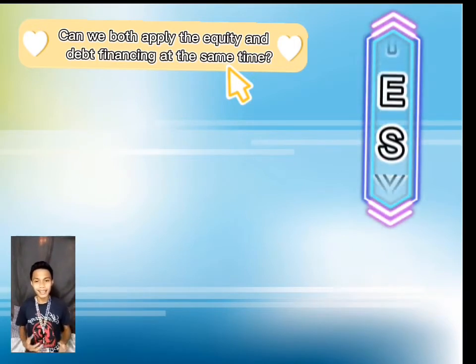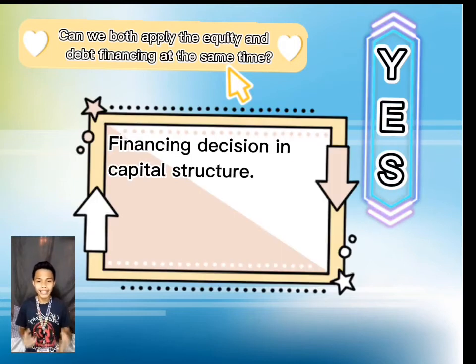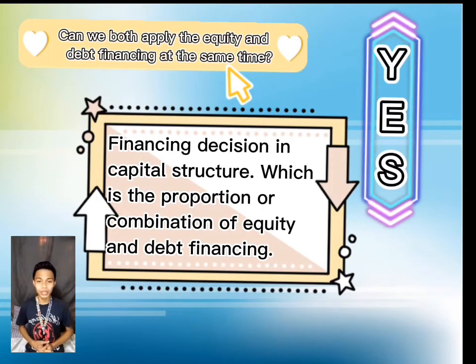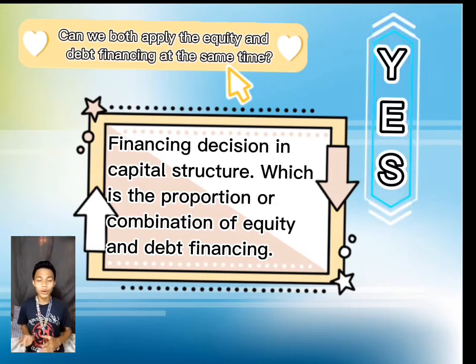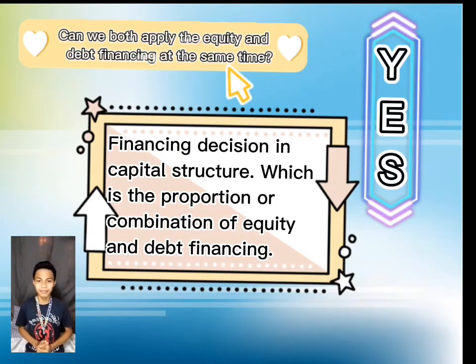So the question is, can we apply both equity and debt financing at the same time? The answer is yes, and that is what we call financing decision in capital structure, which is the proportion or the combination of equity financing and debt financing.